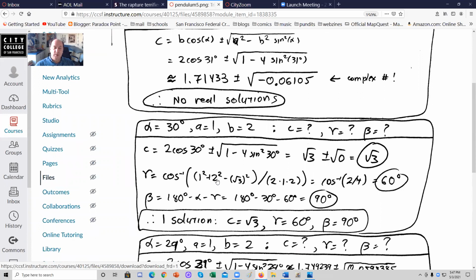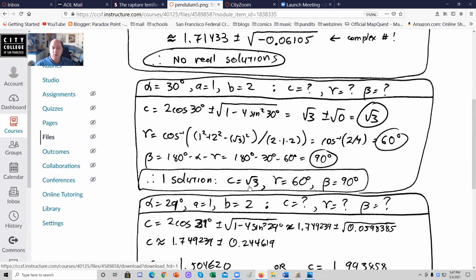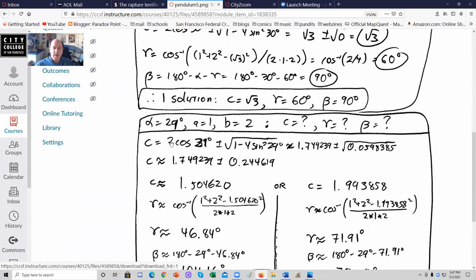Gamma is arc cosine of 1 squared plus 2 squared minus root 3 squared over 2 times 1 times 2, which comes to 60 degrees. And beta is the remaining angle of 90 degrees. So root 3 for the side, 60 and 90 degrees for the angles. Here we'll reduce alpha to 29 degrees, still keep the same A and B. All right, then C is 2 cosine 29 degrees rather than 30 or 31 degrees, plus or minus the root of 1 minus 4 sine squared 29 degrees.